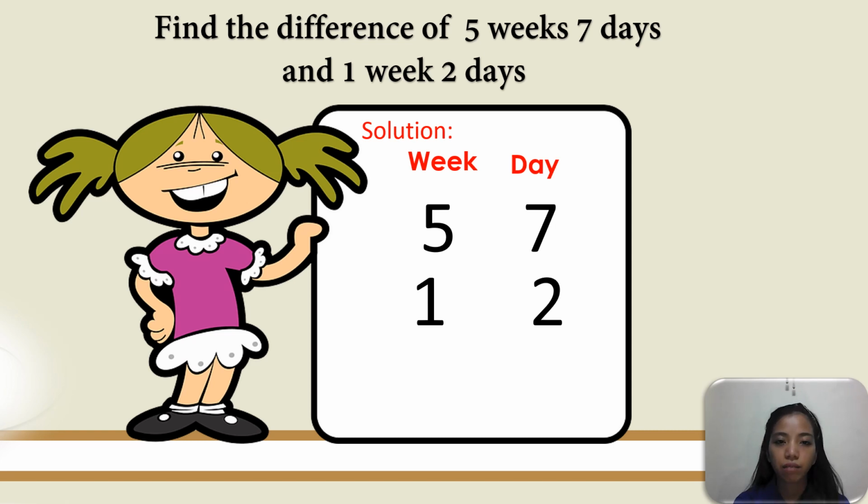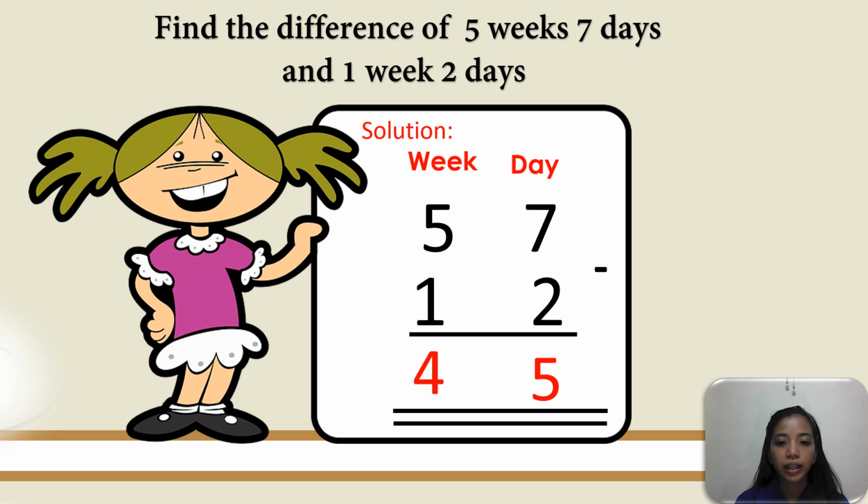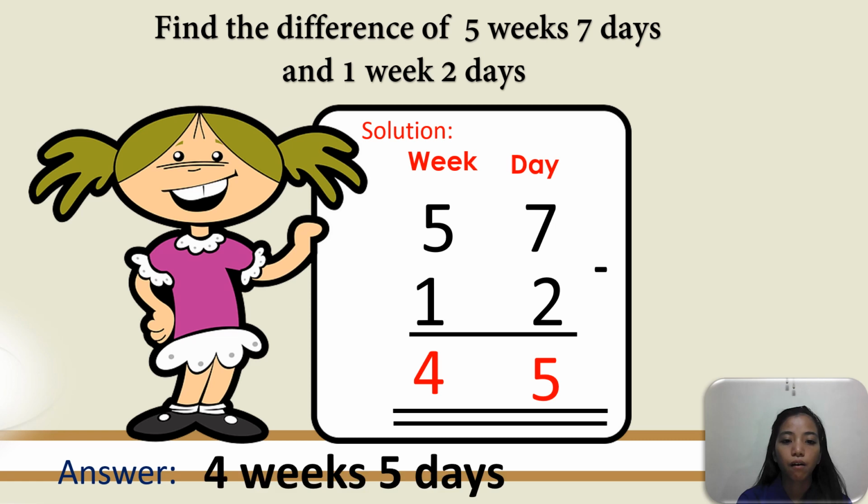So since it is difference, we are going to use minus sign. So let's solve the day first. 7 minus 2 is equal to 5. And then the week, we have 5 minus 1 is equal to 4. So the final answer is 4 weeks and 5 days.